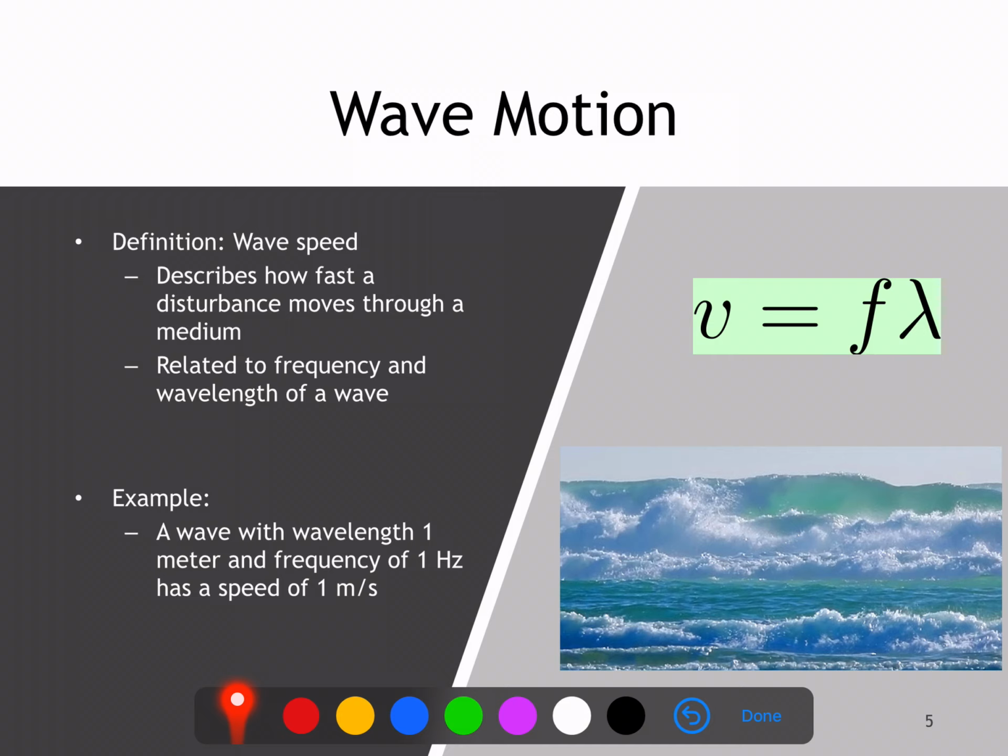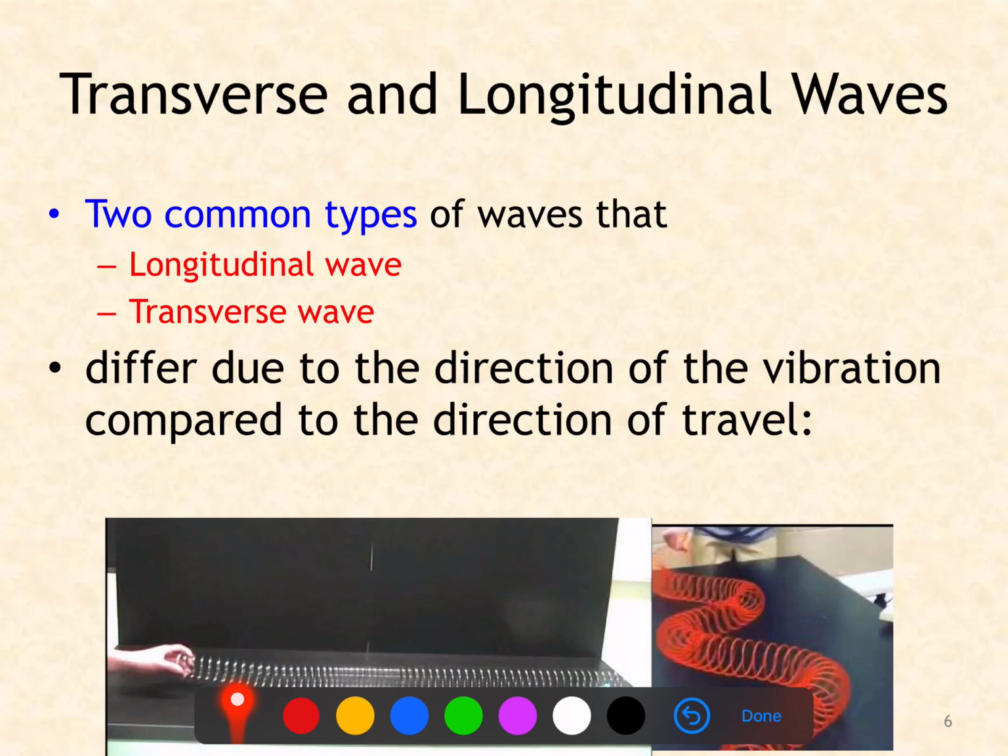That's sensible because a frequency has units of hertz, which is 1 over a second, and a wavelength lambda will have units of meters, so we get a meter per second here, and this product turns out to be the wave speed. There are different types of waves. Two common types of waves that we're going to encounter are longitudinal waves and transverse waves.